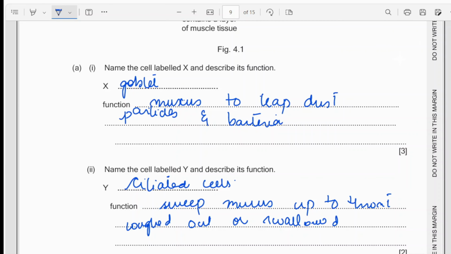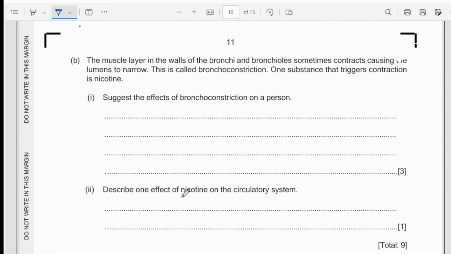Okay. Next one is, suggest the muscle layer in the wall of the bronchi and the bronchioles sometimes contracts, causing the lumen to narrow. This is called bronchoconstriction. This happens due to nicotine or smoking. Suggest the effect of bronchoconstriction on a person. Now you have lesser area, so lesser volume of what? Lesser what? Exactly. Less air would pass onto the lungs.